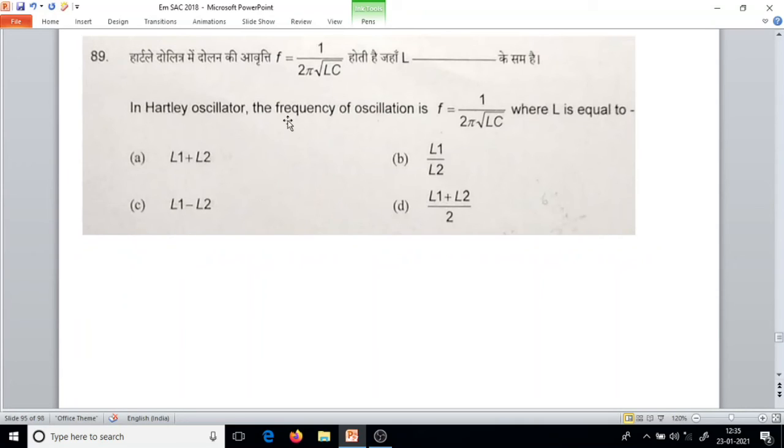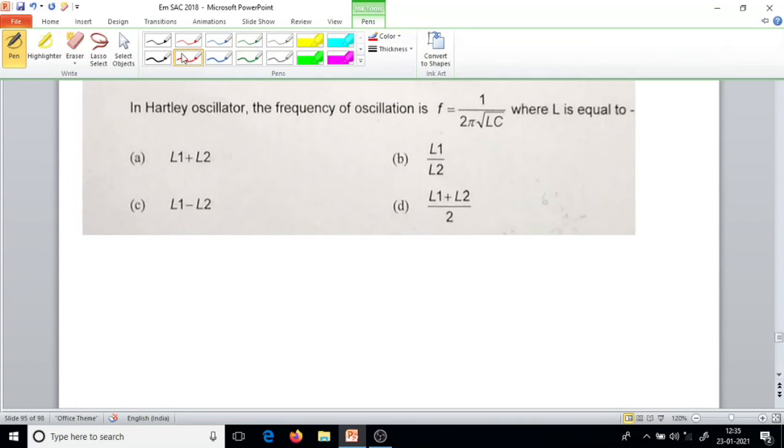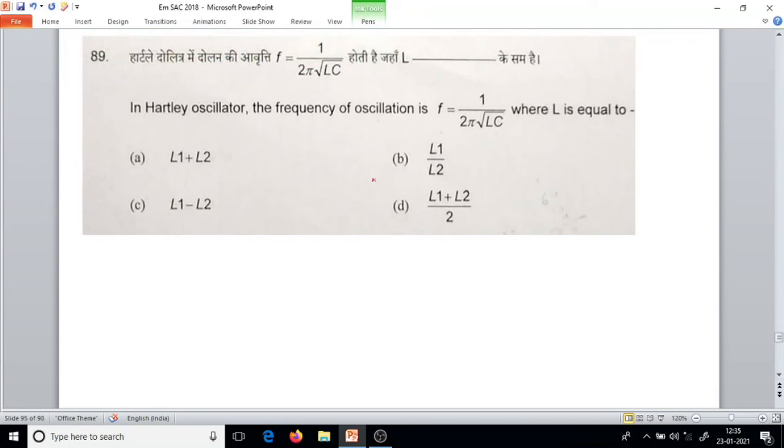Question number 89. In a Hartley oscillator, the frequency of oscillation is 1 upon 2 pi root LC. That's the oscillator frequency, where L is equal to L1 plus L2 plus the mutual inductance between the two, that is 2M. But in the options, only L1 plus L2 is there. So the answer is option A.